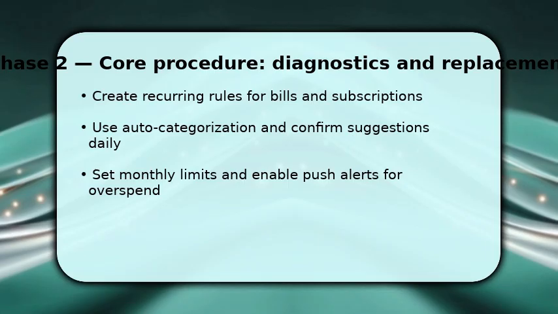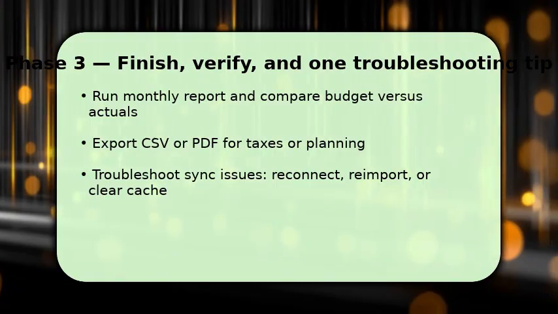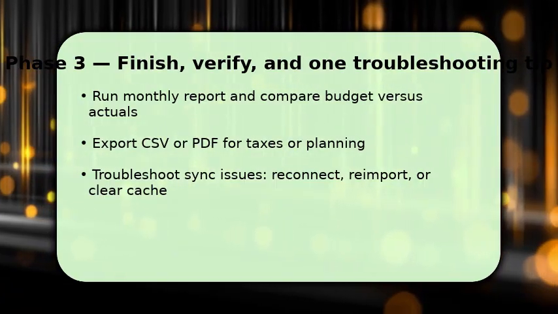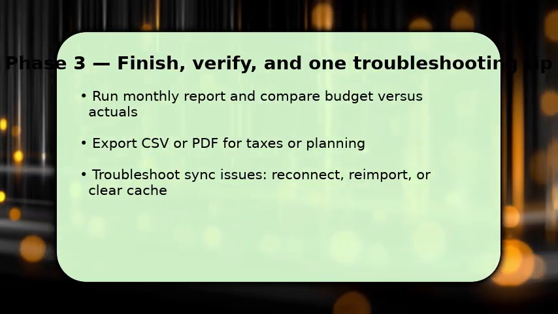To finish, run the monthly report and compare budgeted amounts versus actuals to see where to cut or reallocate. This is how improvement happens. Export a CSV or PDF for tax time, shared planning, or bookkeeping.